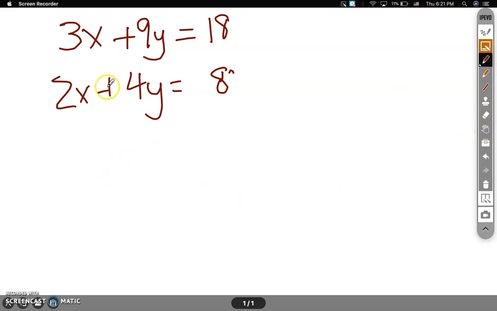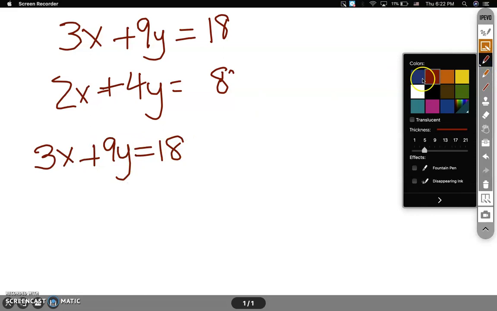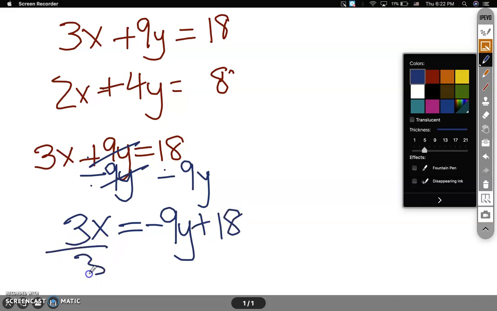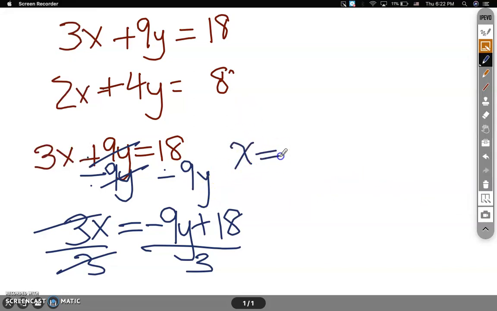Okay. So I'm going to start off with the first equation, and I'm going to solve for x. So 3x plus 9y equals 18. I'm going to isolate x, so subtract 9y from both sides. Then we get 3x equals minus 9y plus 18. Then I'm going to divide by 3 on both sides to keep it balanced. And then we get x equals negative 3y plus 6.